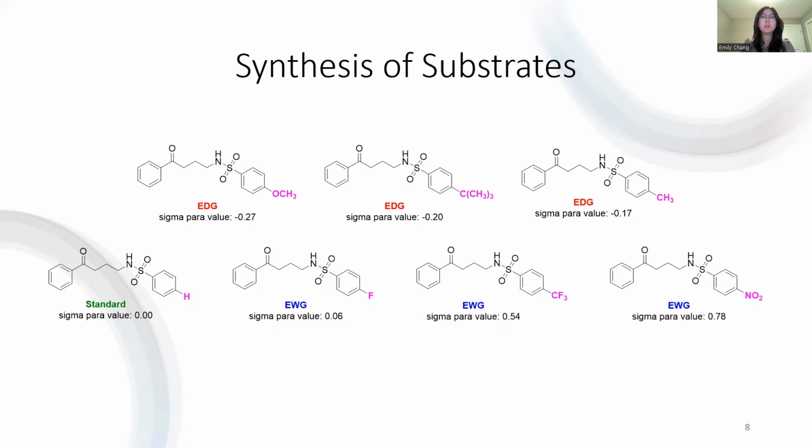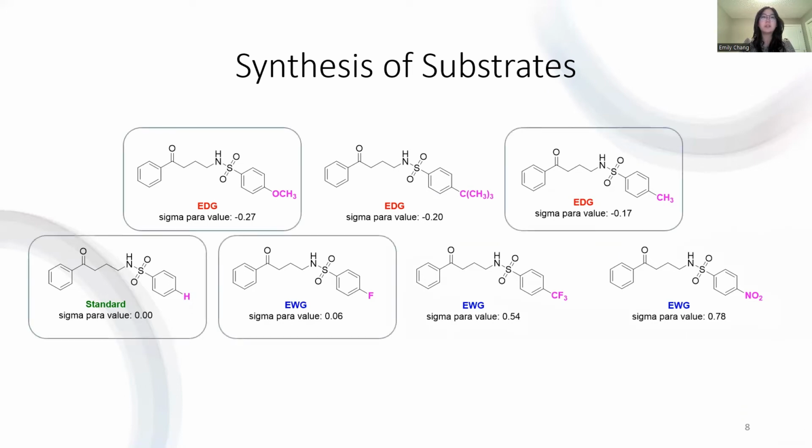The electron withdrawing and donating ability of each substituent is quantified by the respective sigma para value. These values will later be used to construct a plot for mechanistic interpretation. The different substituents could affect the structure electronically and in turn influence the mechanism and rate of reaction. This is currently where I'm at with the project, and so far, I've made the circled substrates.